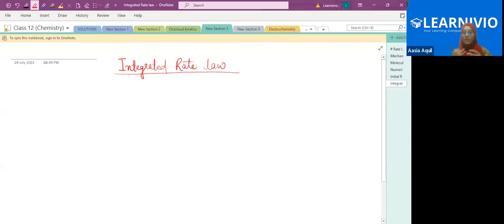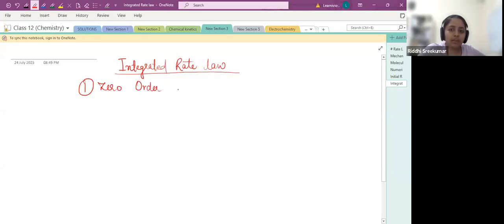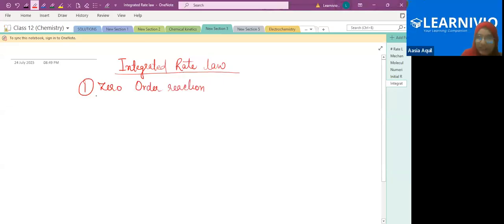In your syllabus there is zero order reaction, first order reaction, and pseudo order reaction. So three types of reaction we will see: zero order, first order, and pseudo order. We will see how to derive the rate equation, what the half life of this type of reaction is, and each and everything about the graphs, which is very important. One by one we will see. First is your zero order reaction, where the order is zero, right?